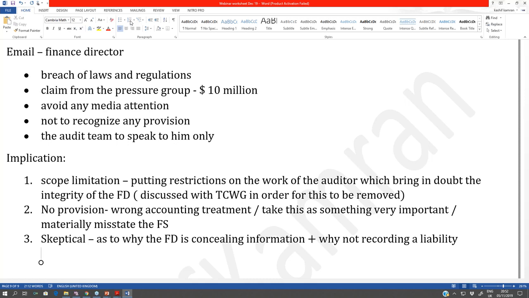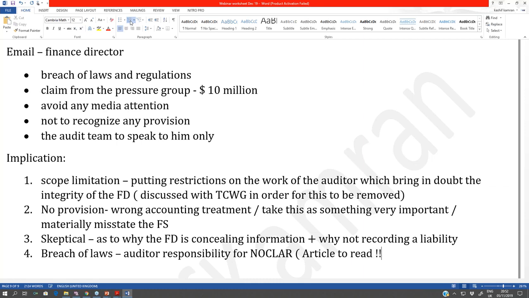Yes, and even there is a breach of laws and regulation, and the auditor's responsibility for NOCLAR, non-compliance with laws and regulation. I even recommended you the article to read. So many points, right? You can think about and write. You just have 5 marks to write the answer.